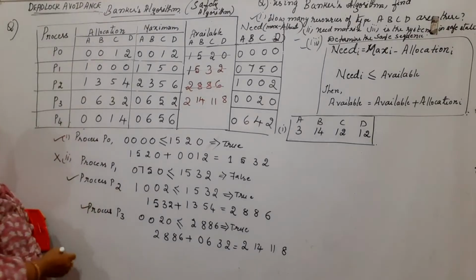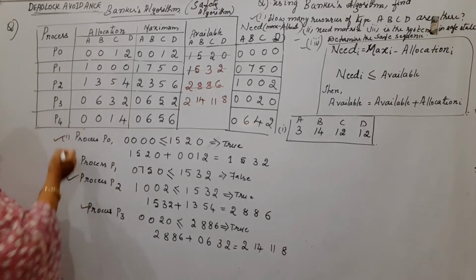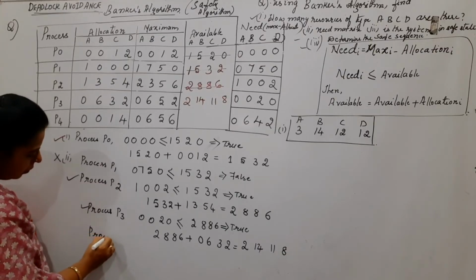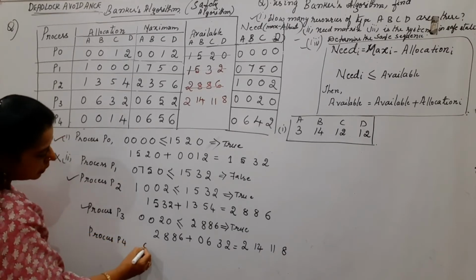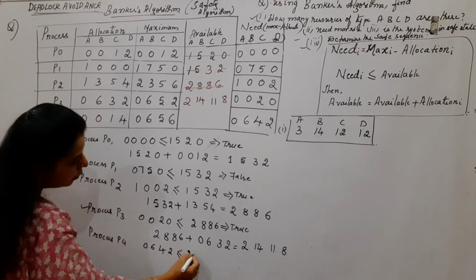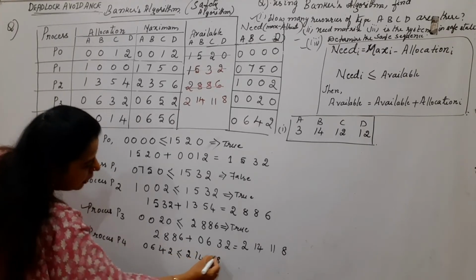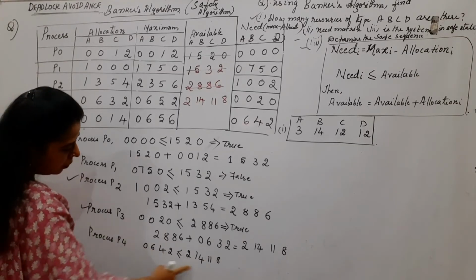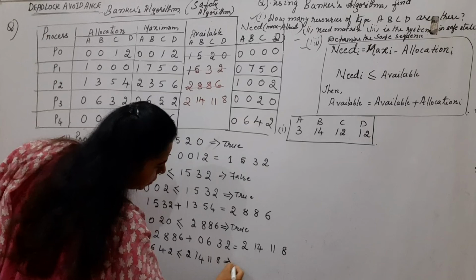So P3 is also able to complete its job without any problem. Next is P4. Let us check for process P4 now. Process P4 need is how much? 0642. Is it lesser than or equal to available, 2, 14, 11, 8? Yes, it is true, because you can see all these numbers 6, 4, 2 are lesser. So it is true here.